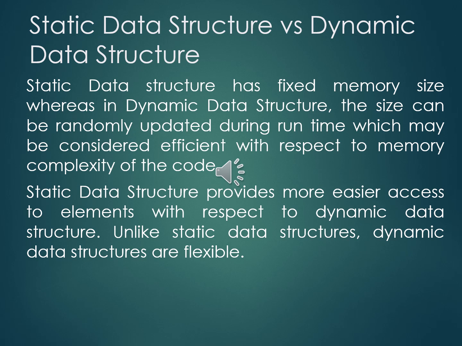Static data structures have a fixed memory size, meaning their size is defined at compile time and cannot be changed during execution. In contrast, dynamic data structures allow their size to be updated during runtime, which can be more efficient in terms of memory usage and adaptability. Static structures generally offer faster access to elements because of their predictable memory layout. However, dynamic structures provide greater flexibility, allowing the program to allocate and deallocate memory as needed.